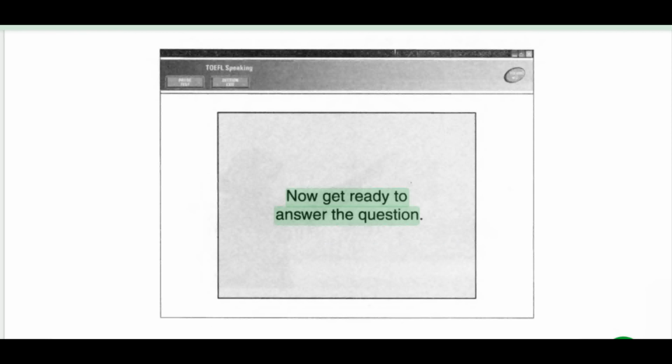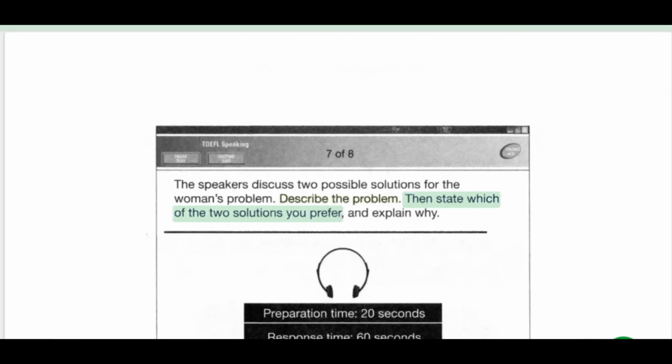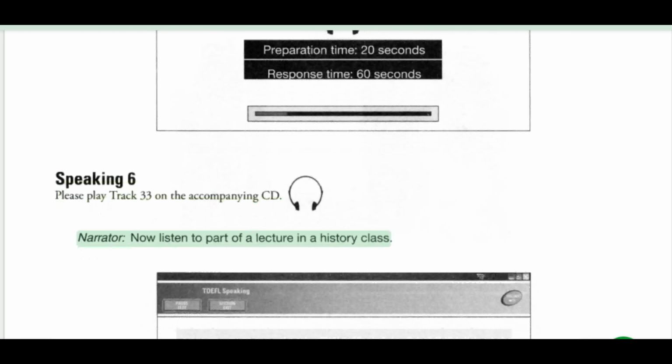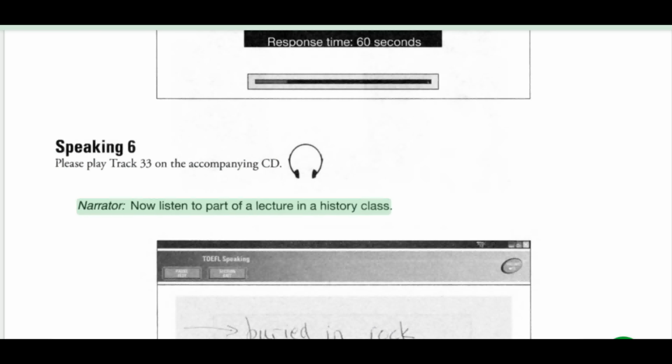Now get ready to answer the question. The speakers discuss 2 possible solutions for the woman's problem. Describe the problem. Then state which of the 2 solutions you prefer, and explain why. Speaking 6. Please play track 33 on the accompanying CD. Narrator: Now listen to part of a lecture in a history class.